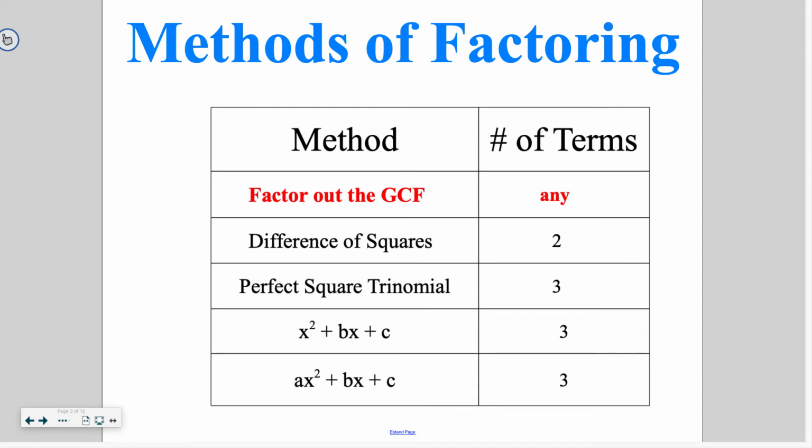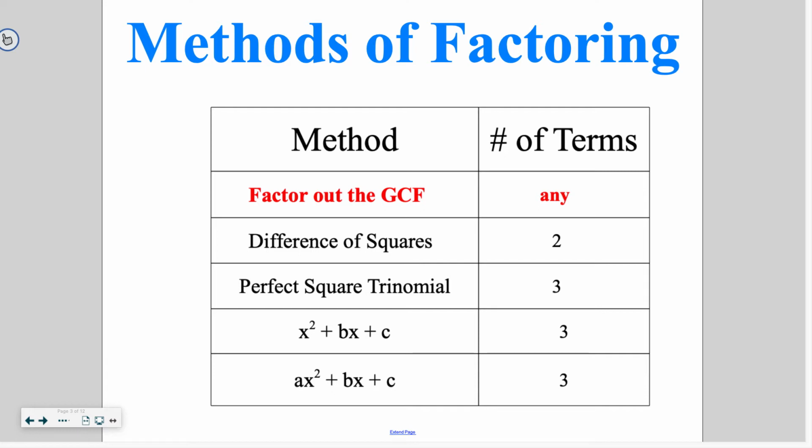These are the 5 options that we have learned for how to do that. The reason this first part is in red is that this is your first step no matter what you are doing. You should always check to see if you can take out a greatest common factor. If you can, you're going to want to start by doing that.